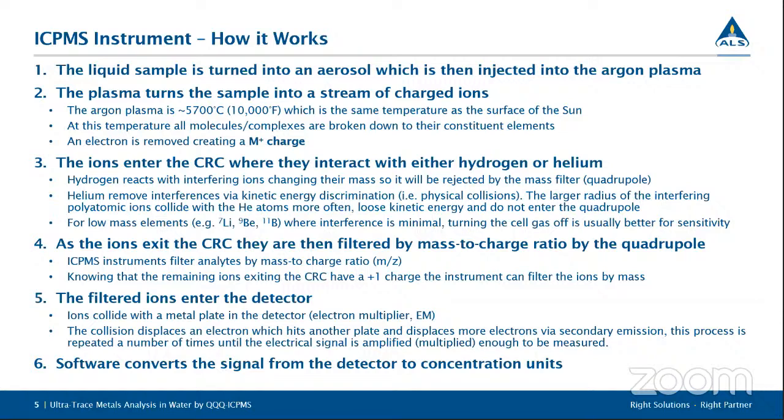For low mass elements like lithium, beryllium, and boron, you don't really have any polyatomic interferences, because if you add anything to those analytes, it's not going to be the low mass anymore. So you don't usually run a cell gas when you're analyzing those three analytes. As the ions exit the collision reaction cell, they're then filtered by mass-to-charge ratio by the quadrupole.